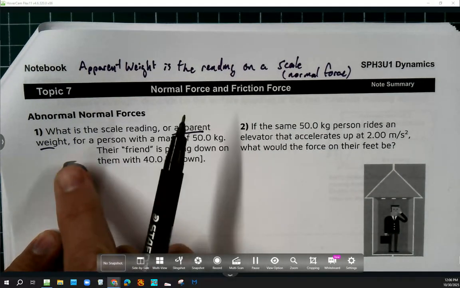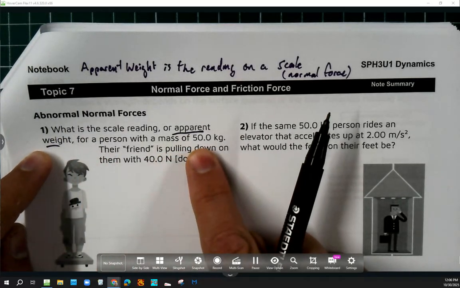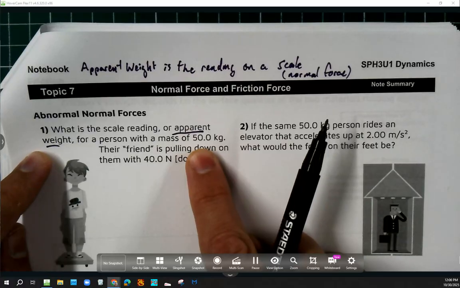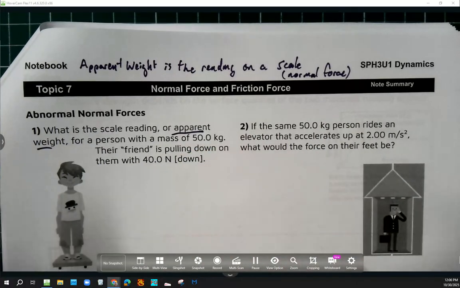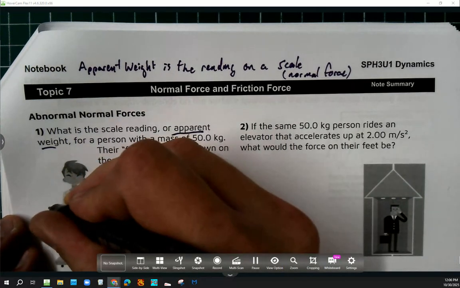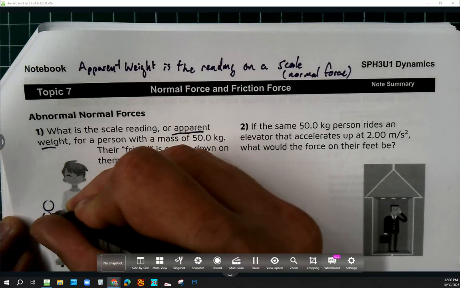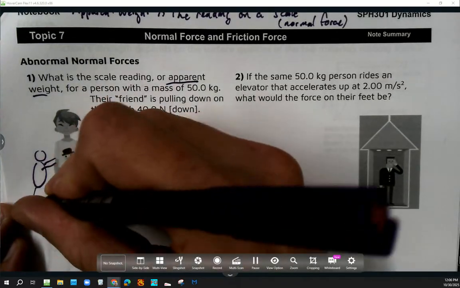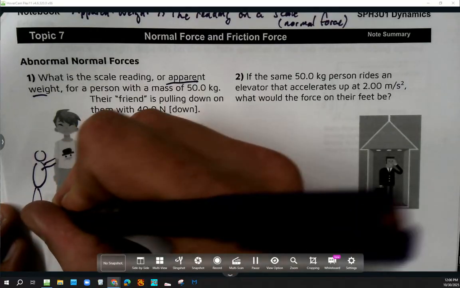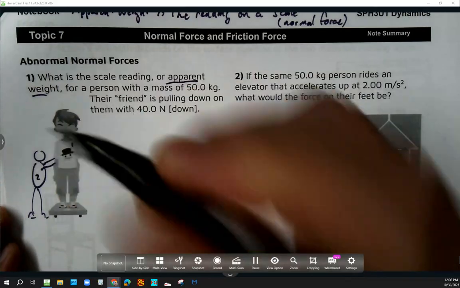And this person is sitting on a scale. The person has a mass of 50 kilograms. And their friend is pulling down on them with 40 newtons. Okay, fair enough. Now, what does that mean? That means that we have a little friend here, and they're holding on to our main character. And this little friend is sitting on the floor of the bathroom, I guess, pulling down on the main character. Let's put a little number 1 on our main character and number 2 on our secondary character.